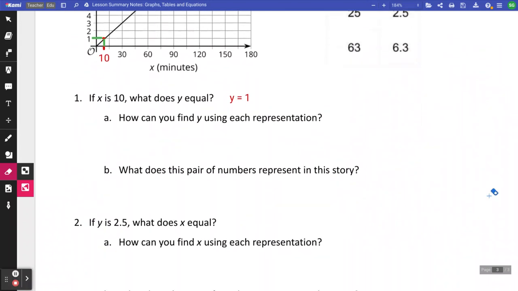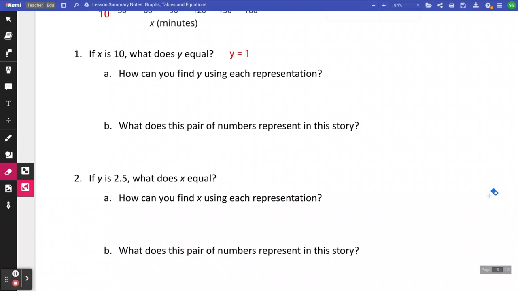I've got another similar one for that. Definitely this one I want you to try on your own. Number 2 says, if y is 2.5, what does x equal? And we've got those same two questions here. How could you use each of those representations above to figure out x?